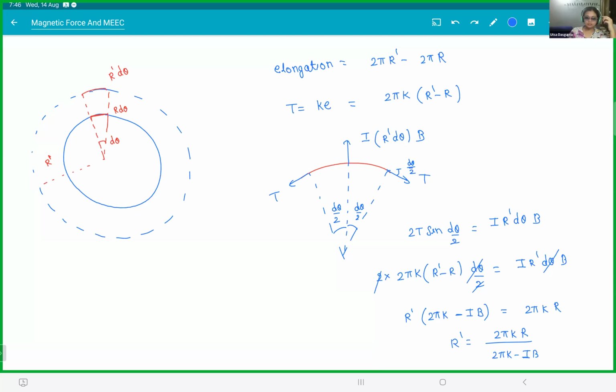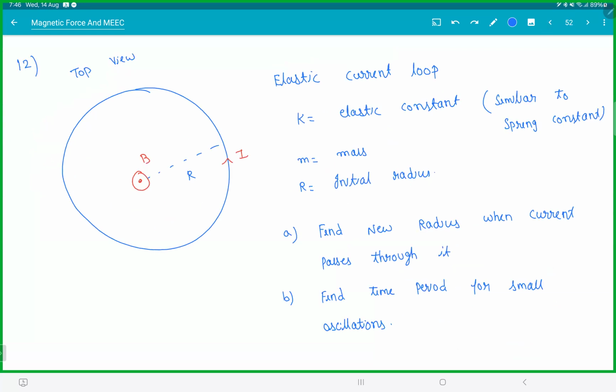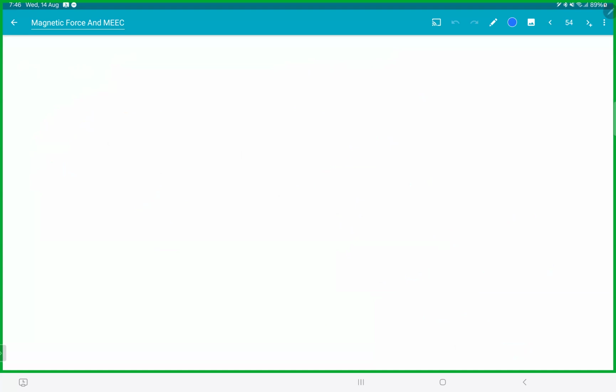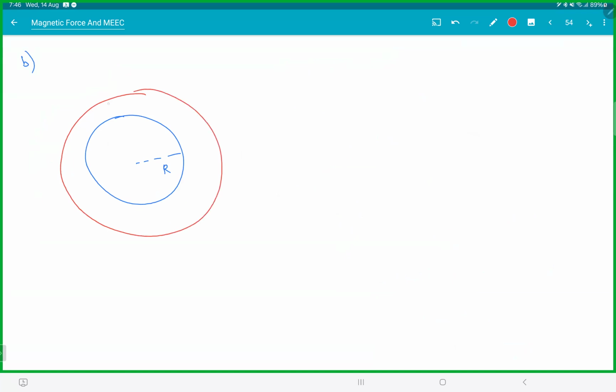The second question क्या था? Time period for small oscillations. Okay. This thing in equilibrium मैं है, and if you disturb this by x, find the time period for small oscillations. Meaning, if I show you the diagram, initially it was here, r. Once you send the current, it became here, R dash, when the current is passing.